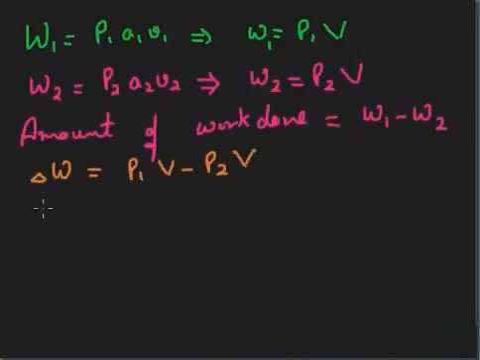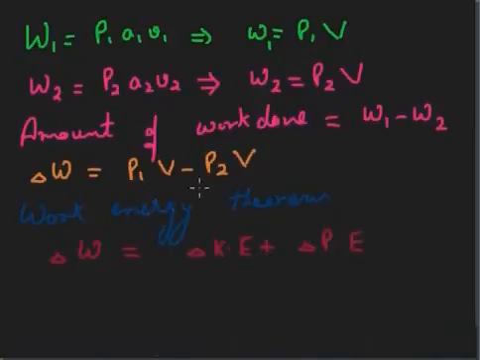according to the concept of the work energy theorem, what are we using now? Work energy theorem. So what the work energy theorem says is that the amount of work done, delta W, is equal to the change in kinetic energy plus the change in potential energy.